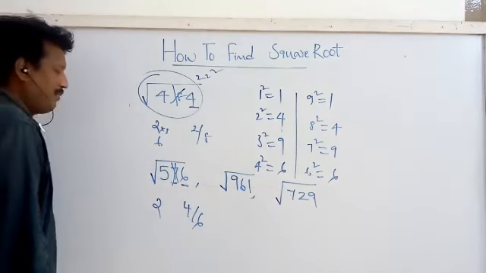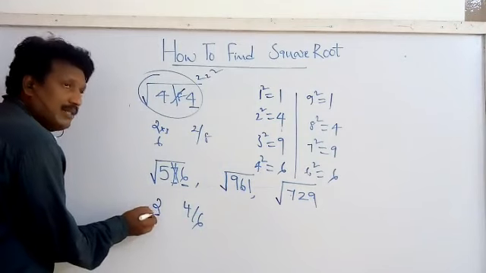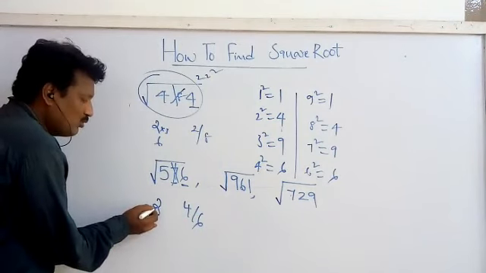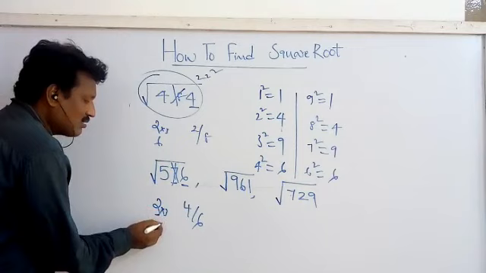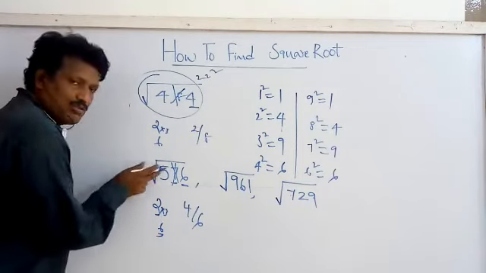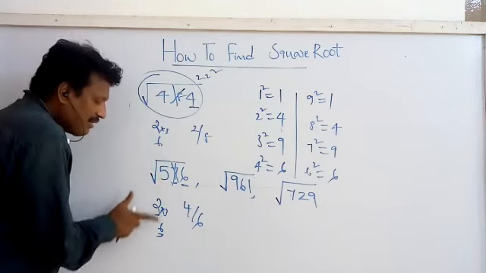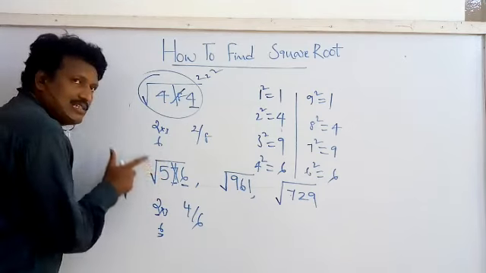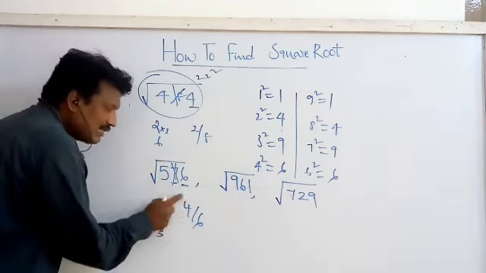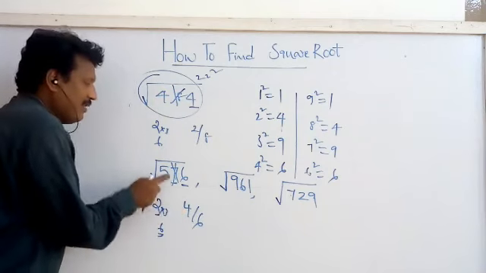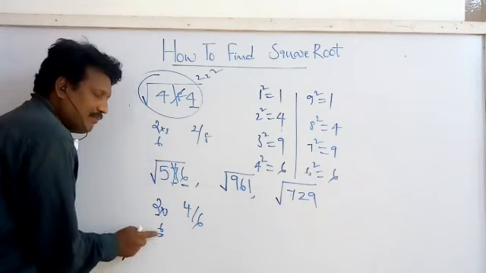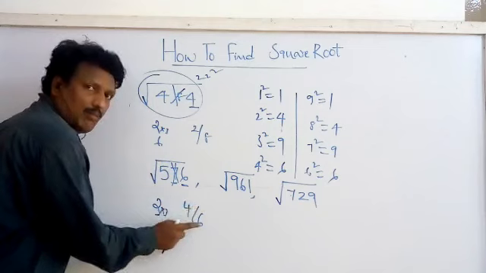Now we have to check. The number here is 2, and the following number is 3. 2 3s are 6. Now we compare the remaining value 5 with this 6. If this value is less than 6, we should take the lesser value, as we have done. If this value is more than the 6, we should take the greater value.